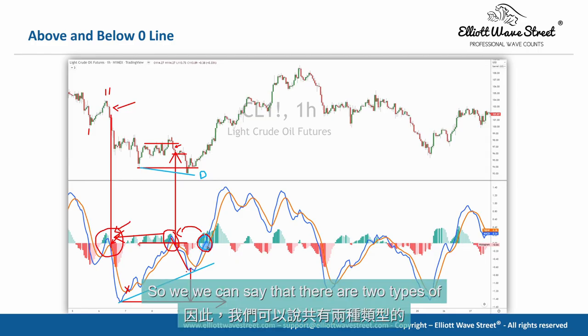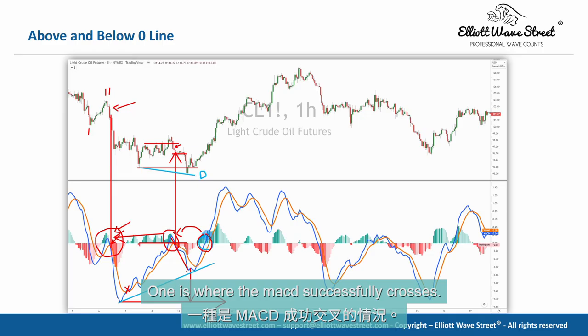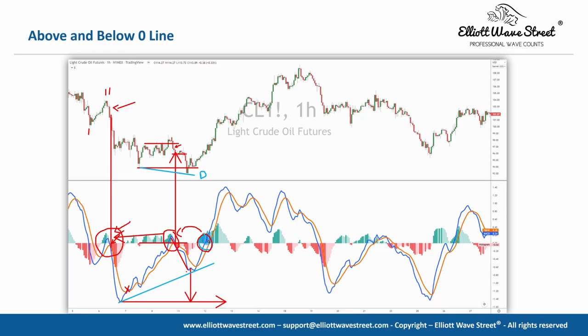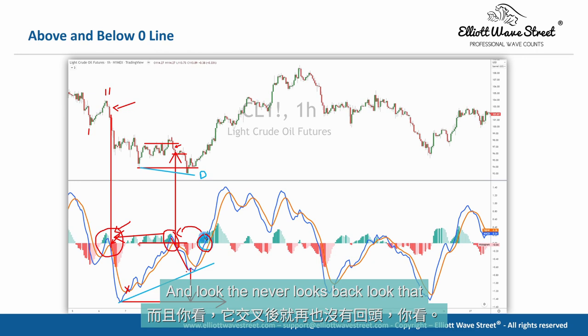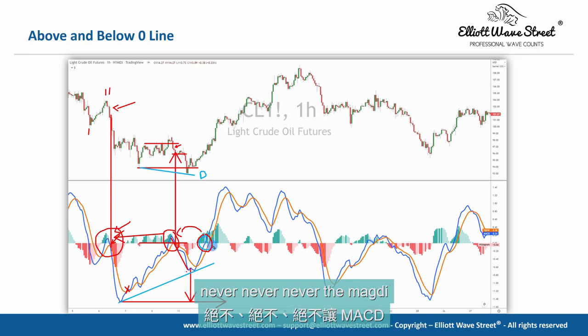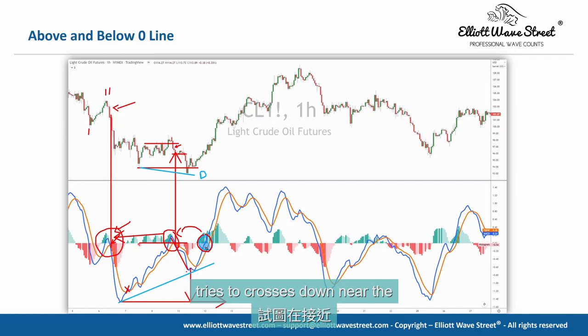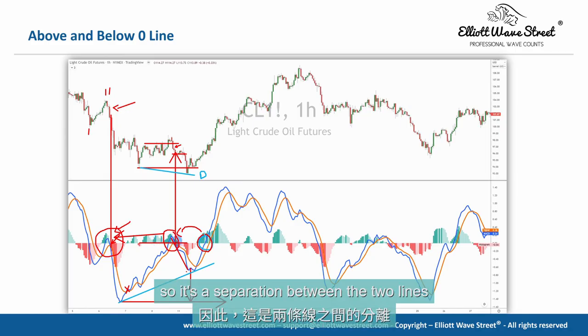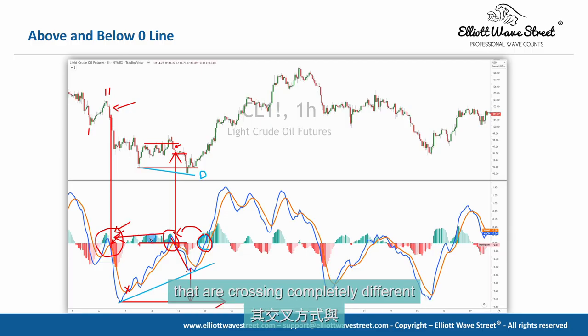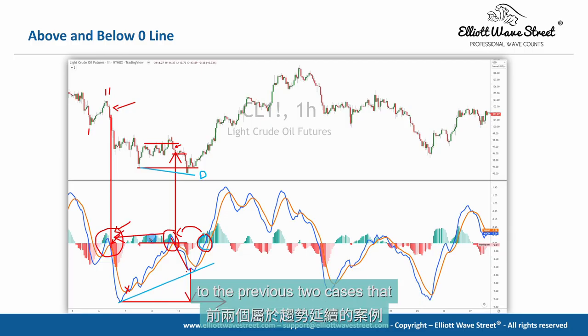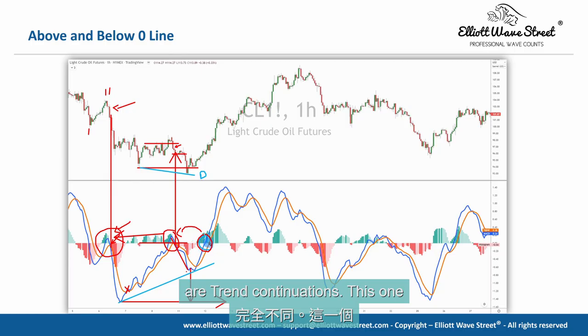One is where the MACD successfully crosses, and look, it never looks back. Look, the MACD never tries to cross down near the zero line, the signal line. So it's a separation between the two lines that are crossing, completely different to the previous two cases that are trend continuations. This one is clearly a reversal.